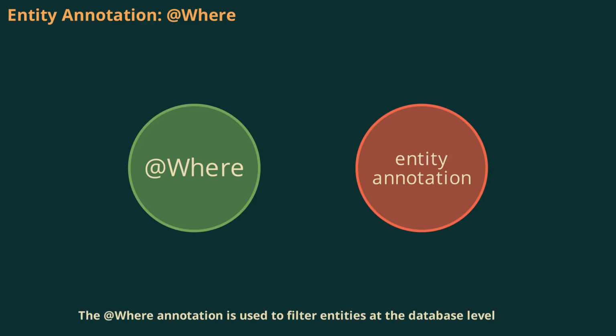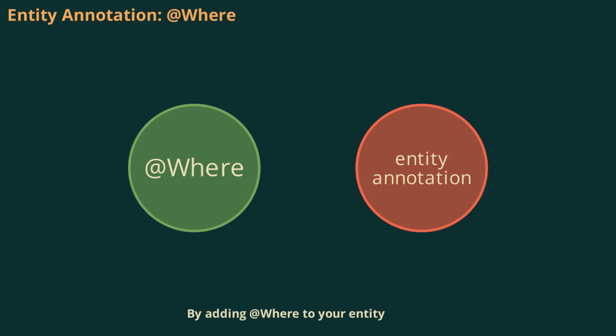The @Where annotation is used to filter entities at the database level. By adding @Where to your entity, you can automatically exclude soft-deleted records from queries. This simplifies code and ensures that only active records are returned. Interviewers often ask about the benefits of using @Where and how it integrates with soft delete patterns. Be prepared to discuss its usage and advantages.